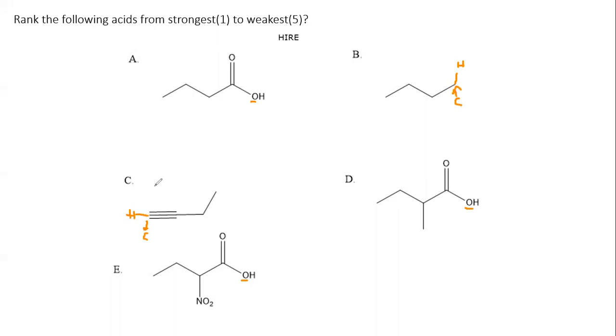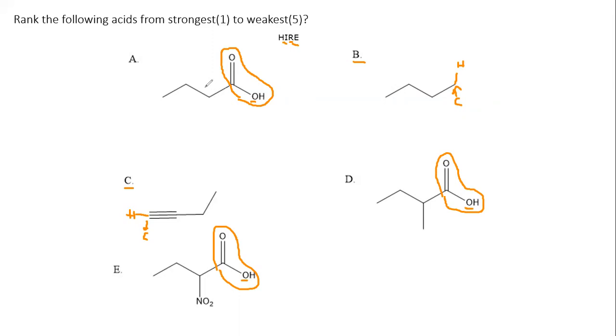So automatically, we know that C and B are going to be the weaker end of acids, because they're attached to a carbon, and carbon is less electronegative than oxygen. So we'll come back to B and C in a second. Now A, D, and E, all three of them have this carboxylate group. So they all three have resonance. So we have the same element, the same degree of resonance. We've got to look at the inductive effect.